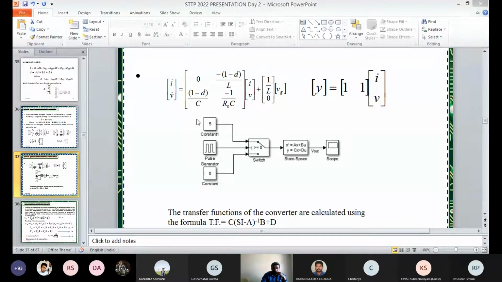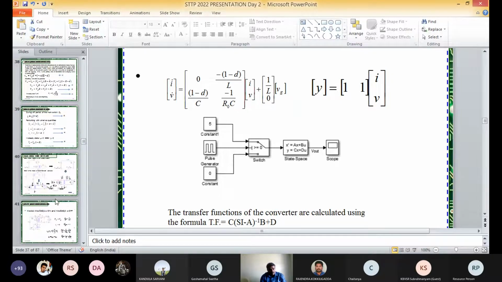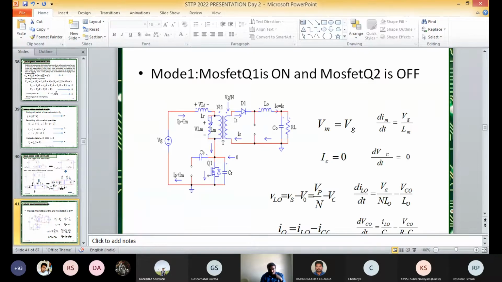Once you know the A matrix, B matrix, C matrix and D matrix, with the help of these we can also derive the transfer function. The same transfer function we can build in MATLAB. So that is about the formation of the state model for the chosen active clamp forward converter.